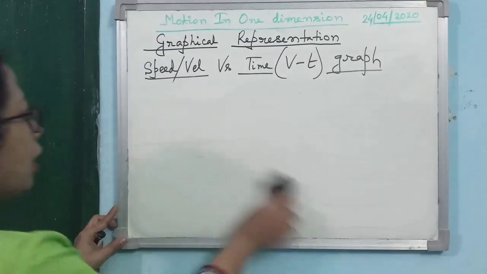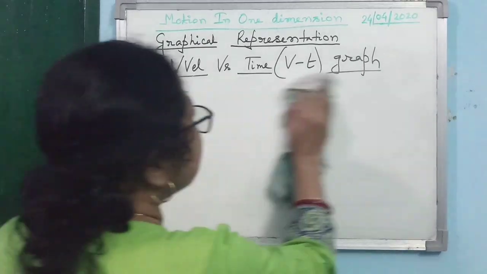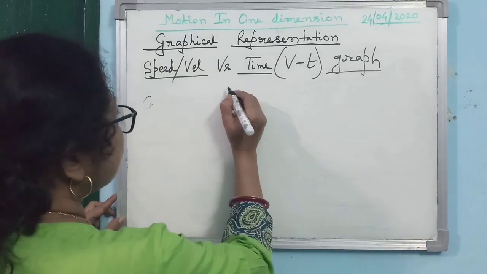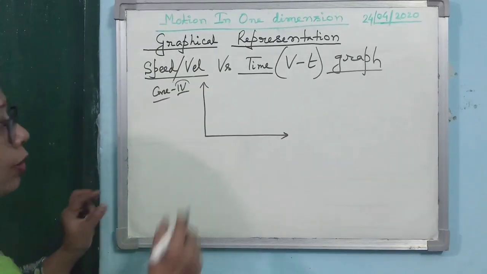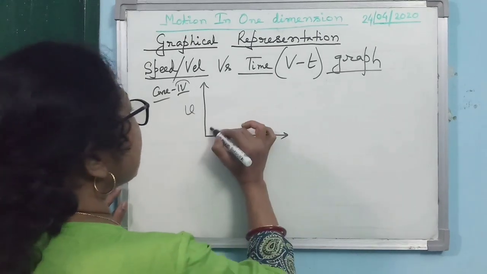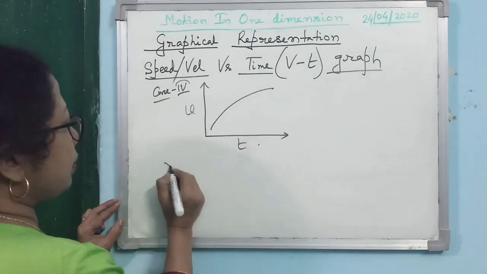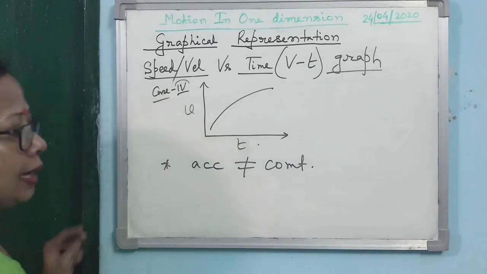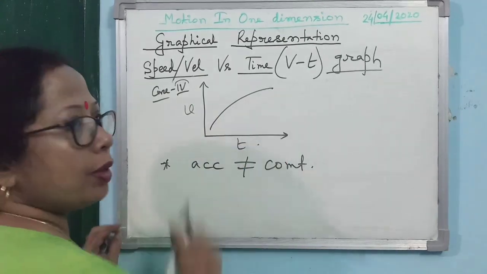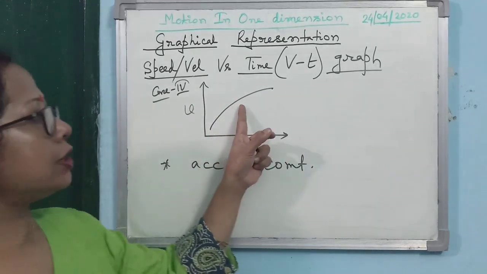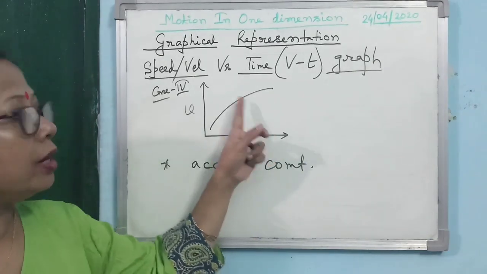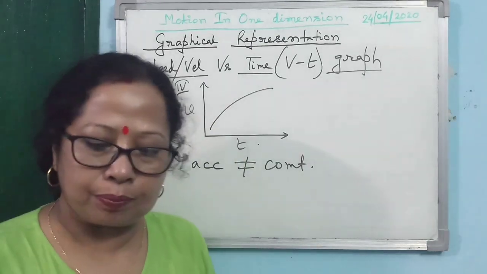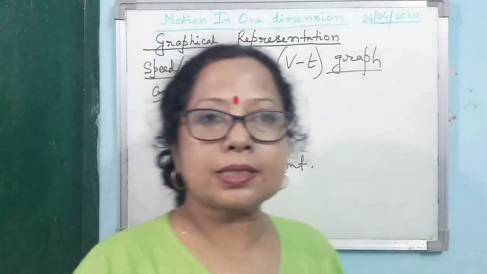Now this is case 4. If the velocity time graph is a curve, what does it represent? That acceleration is not constant. Is that clear? In that case, acceleration changes at every point. How do we measure the acceleration at any point? Draw the tangent, and the slope of the tangent will give you the acceleration at that point.